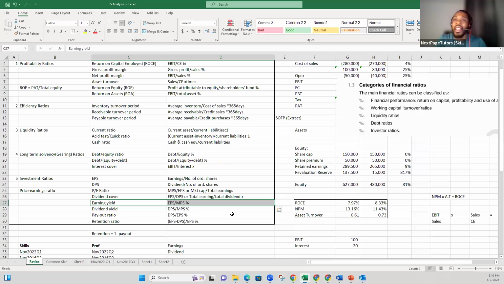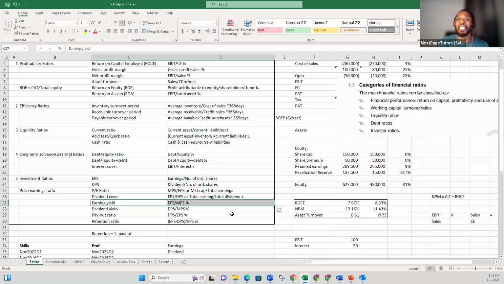And the moment you know your earnings yield, you don't need to think about your dividend yield. If earnings yield is earnings per share over market price per share, dividend yield will be dividend per share over market price per share. Are we together, guys? Just to be sure. Yes.